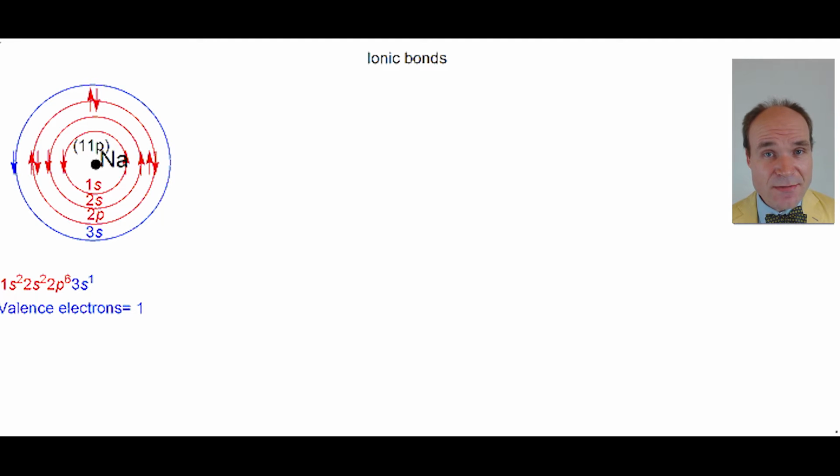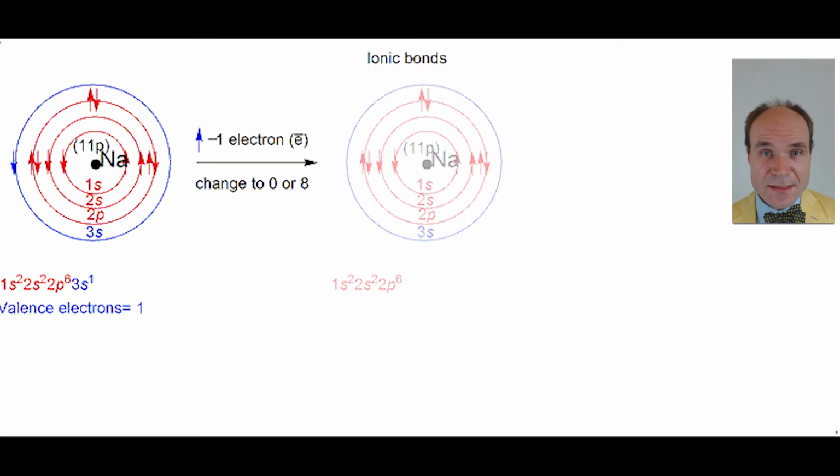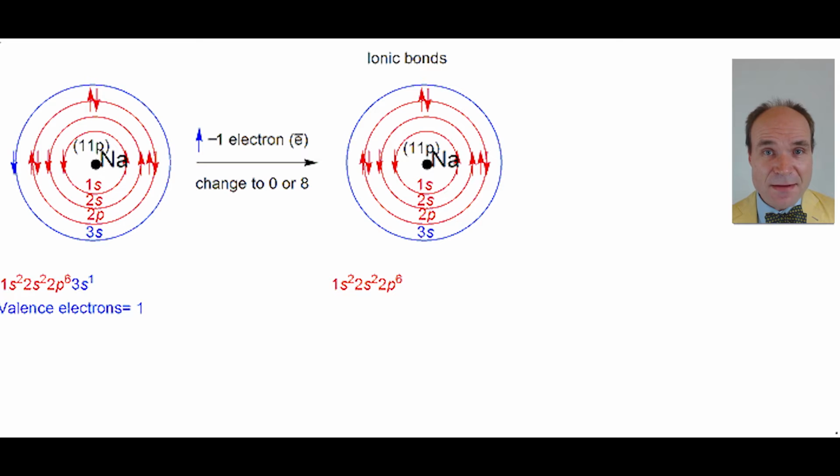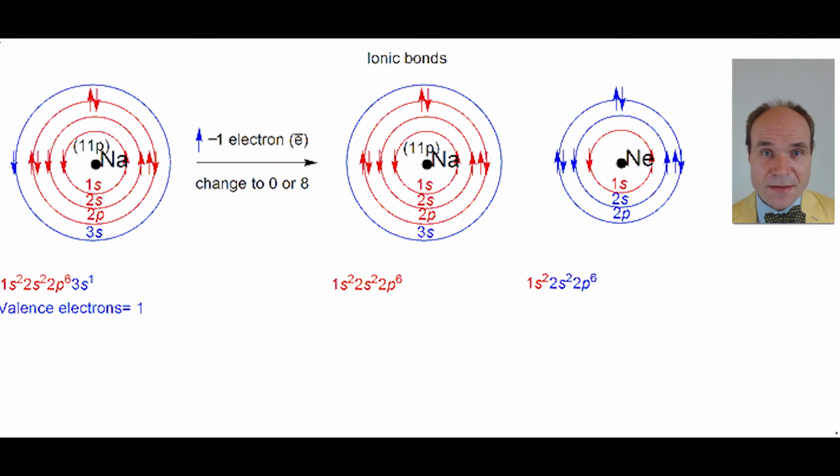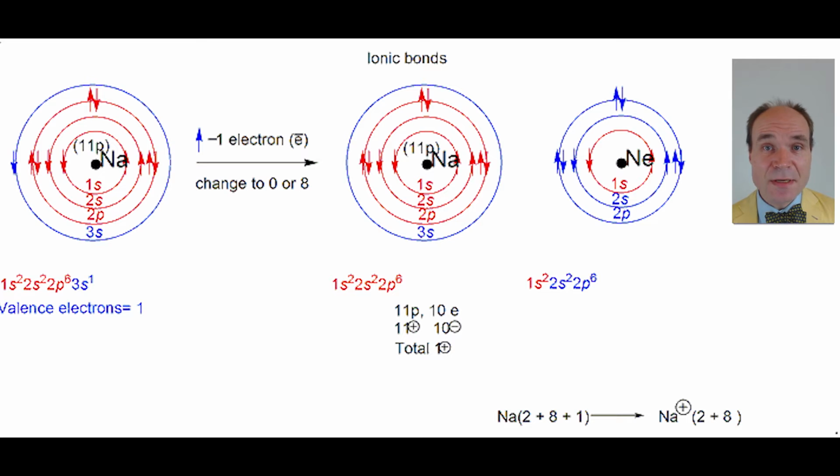Now we need to go to the nearest group 8 element, so that will be losing 1 electron. We can see that then we have the same number of electrons as we see in neon. But notice the number of protons has stayed the same. So we have gone from having 11 electrons and 11 protons to having 10 electrons but still 11 protons. So the overall charge has changed from being neutral to being 1+.